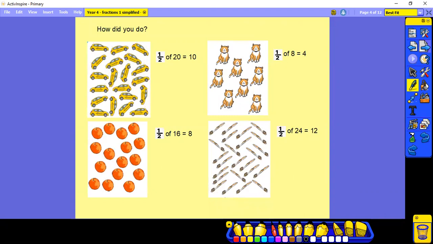So how did you do? So here are all the cars. There were 20 of them and half of 20 is 10. Here are our cats. There were 8 of them in total. Half of 8 is 4. Our oranges, there were 16 in total. Half of 16 is 8. And here are our toothbrushes, and there were 24 of those. They were quite tricky to count. And half of 24 is 12.